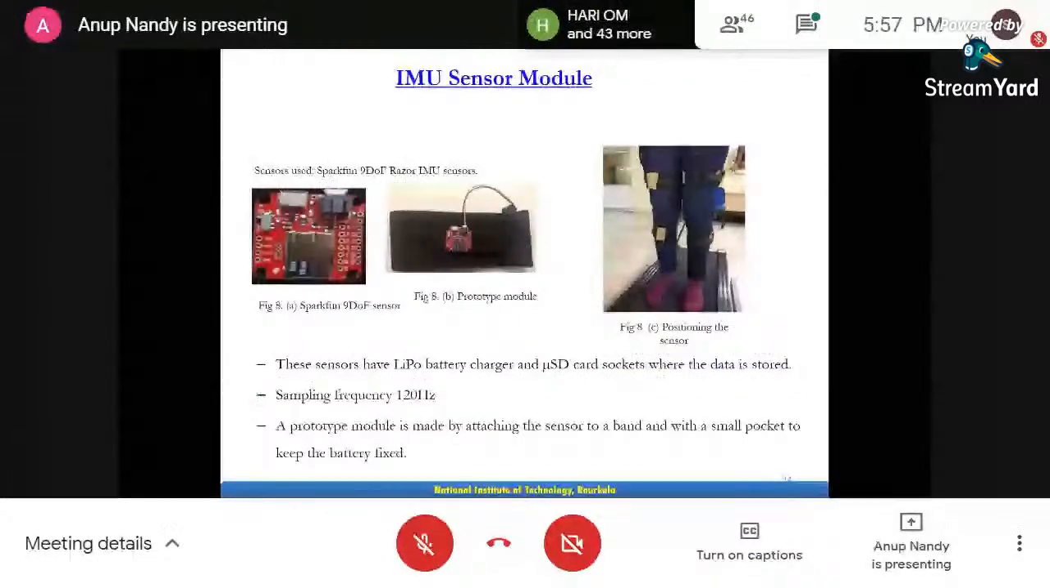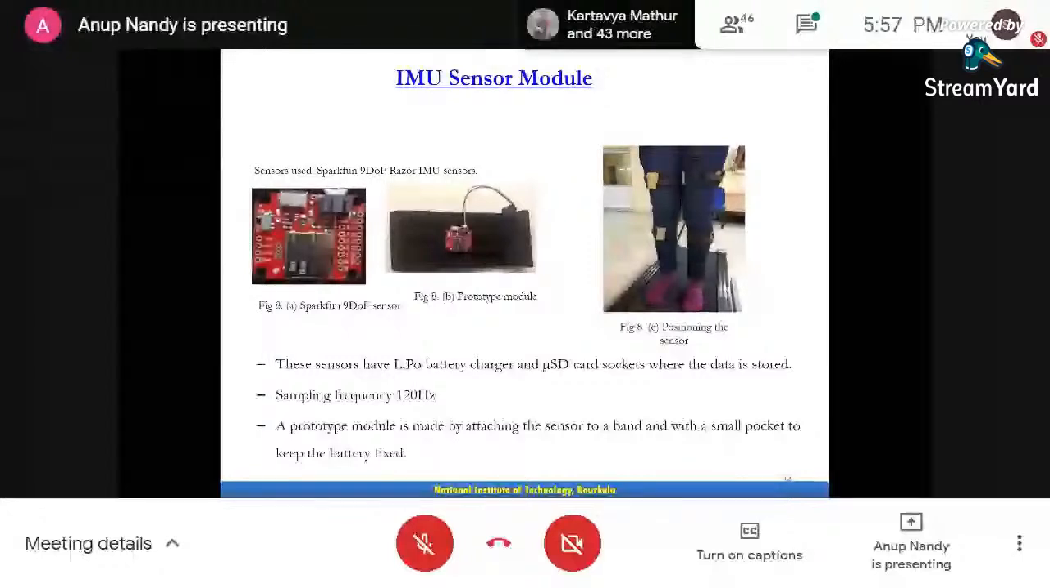Next is the IMU sensor, inertial measurement unit. We are using SparkFun, which is a very good company. We are using a very low cost device that they provide. We are using this 9 degrees of freedom SparkFun sensor, in the prototype that we have built in my lab.